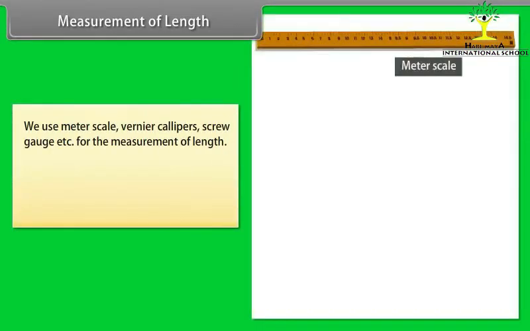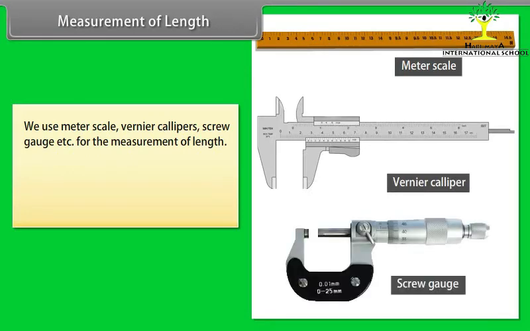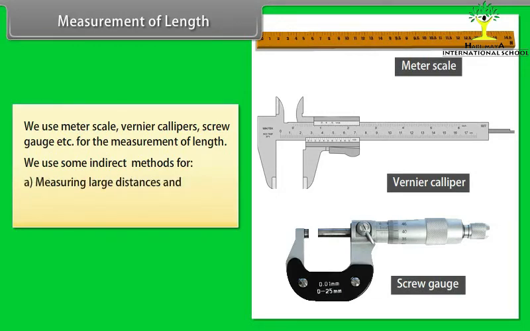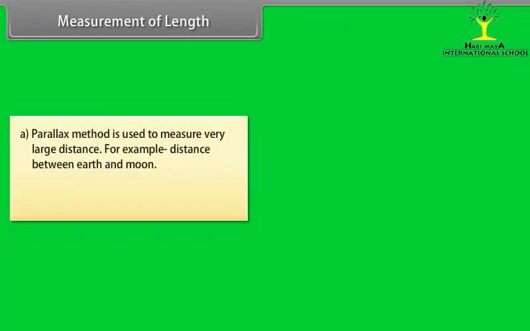Measurement of length. As you know, we use a meter scale, vernier calipers, screw gauge, etc. for the measurement of length. We use some indirect methods for A. measuring large distances and B. measuring very small distances. A. The parallax method is used to measure very large distances, for example, the distance between Earth and Moon.